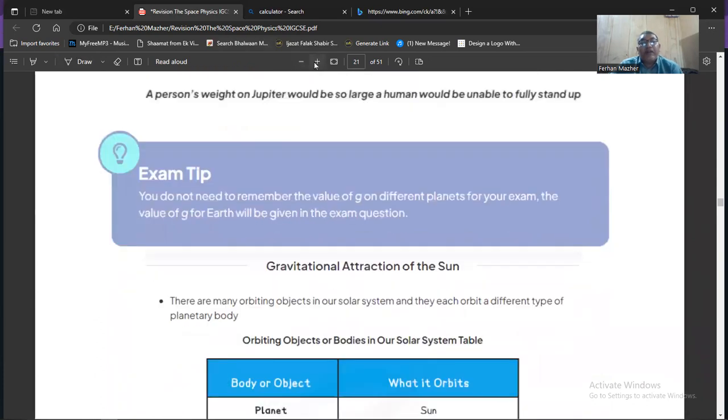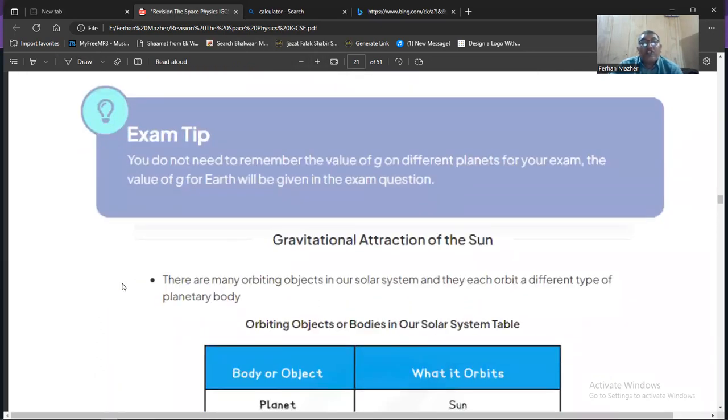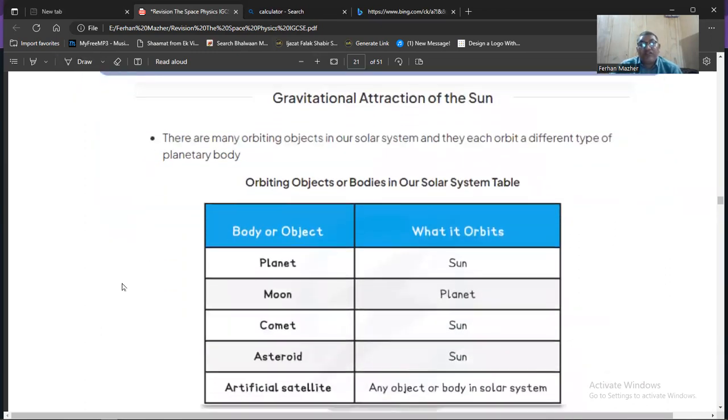Exam tip, you do not need to remember the value of g on different planets for your exam. The value of g for Earth will be given in the exam questions.